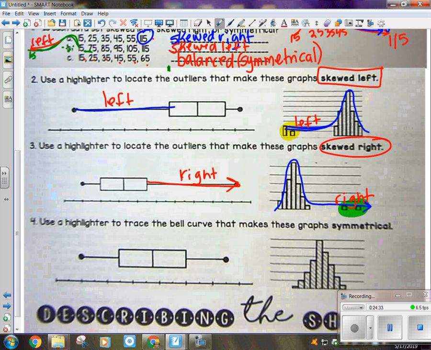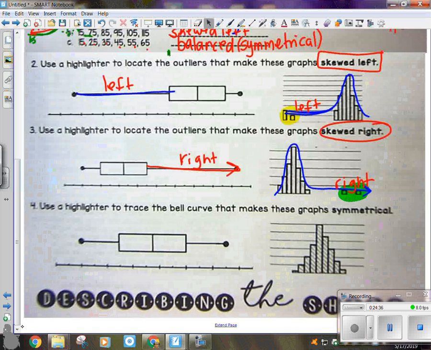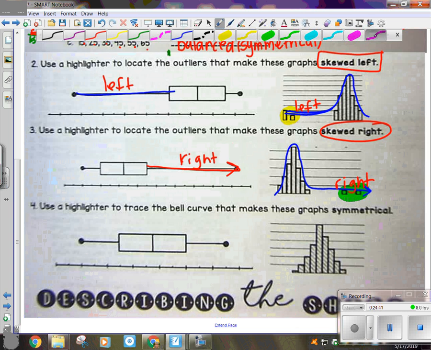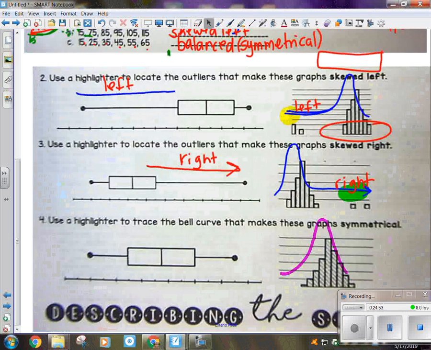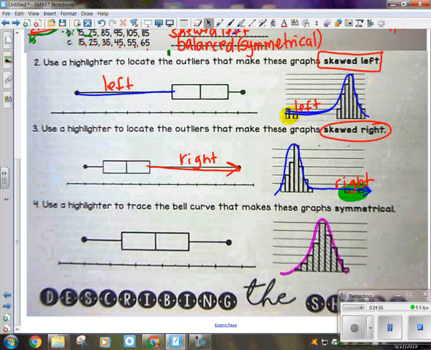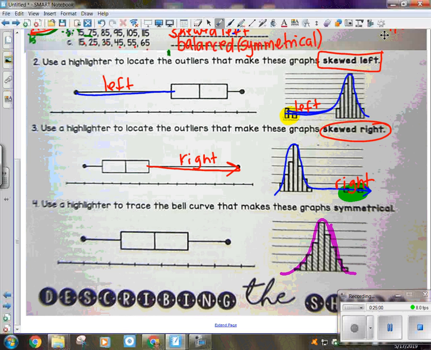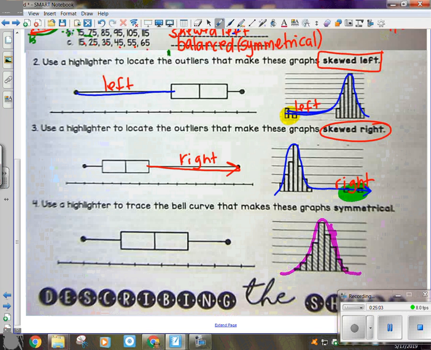It says this time, use a highlighter to trace a bell curve that makes the graphs symmetrical. So this time I'm going to grab a pink highlighter and trace the tips. That's not perfect, but anyway, that would be pretty darn symmetrical data. Let me go back up here and touch my highlighter again. As I come down here, that's a bell-shaped curve. I'm touching the points as I go through. Well, it doesn't like that. It wants to change it to a line. So that is very symmetrical data.